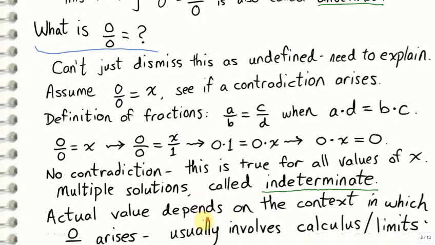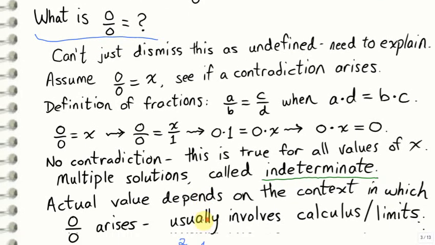So, what is 0 divided by 0? It's tempting to just say, oh, you can't divide by 0, so it's undefined. But you actually need to explain why this is true. So let's see if we can actually solve the equation 0 divided by 0 equals x. Let's see if we actually get a contradiction from this.